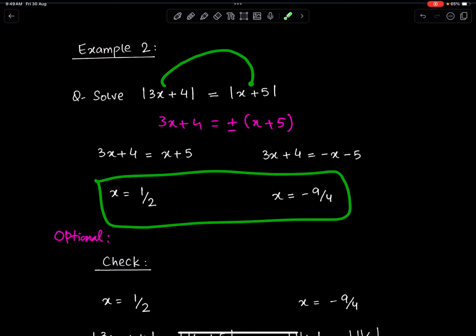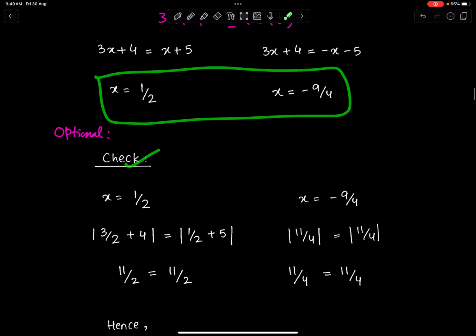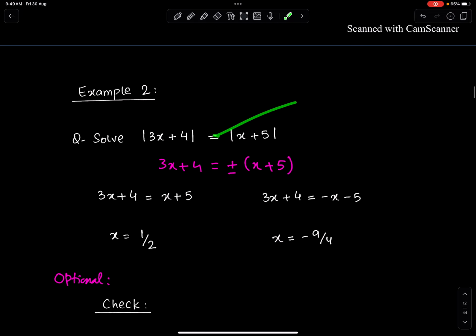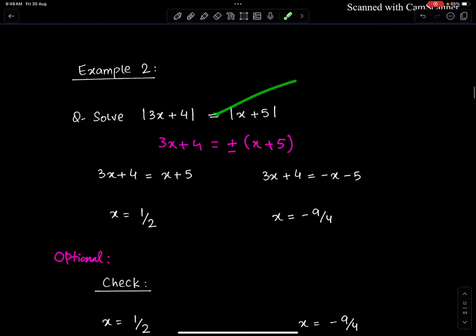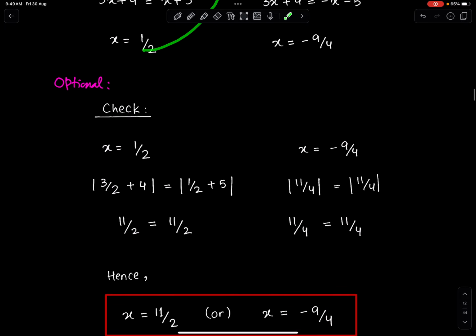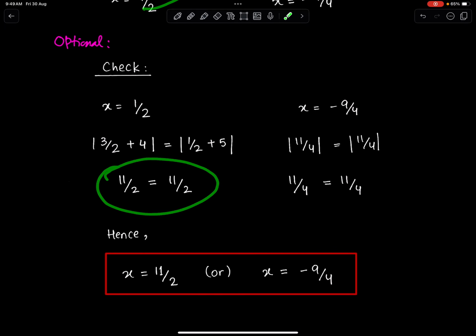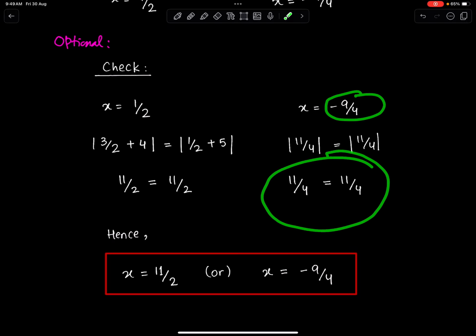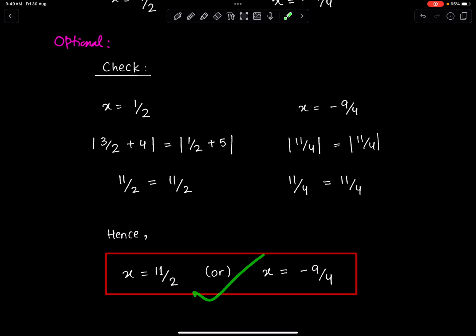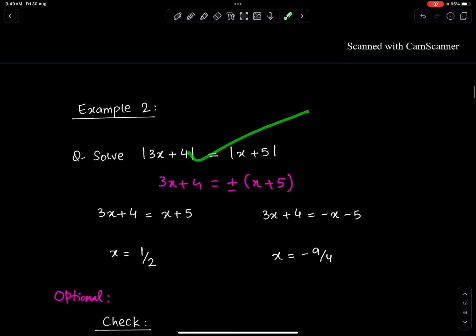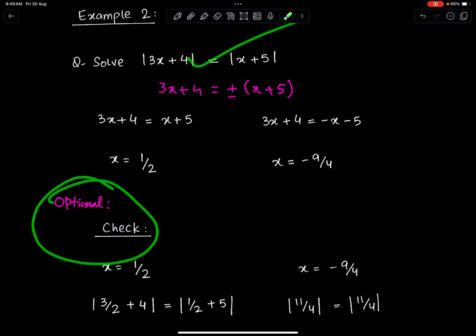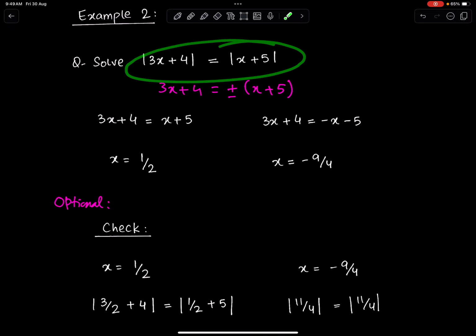When modulus is on both sides, then there is no need to check the answers. This inspection is optional in this case. When we put half into the original equation, we'll get 11 upon 2 is equal to 11 upon 2. So this answer is right. When we substitute minus 9 upon 4 into the original equation, we are getting 11 upon 4 is equal to 11 upon 4. So both answers are always right in this case. So this inspection is optional when modulus is on both sides. So there is no need to check your answer when modulus is on both sides.